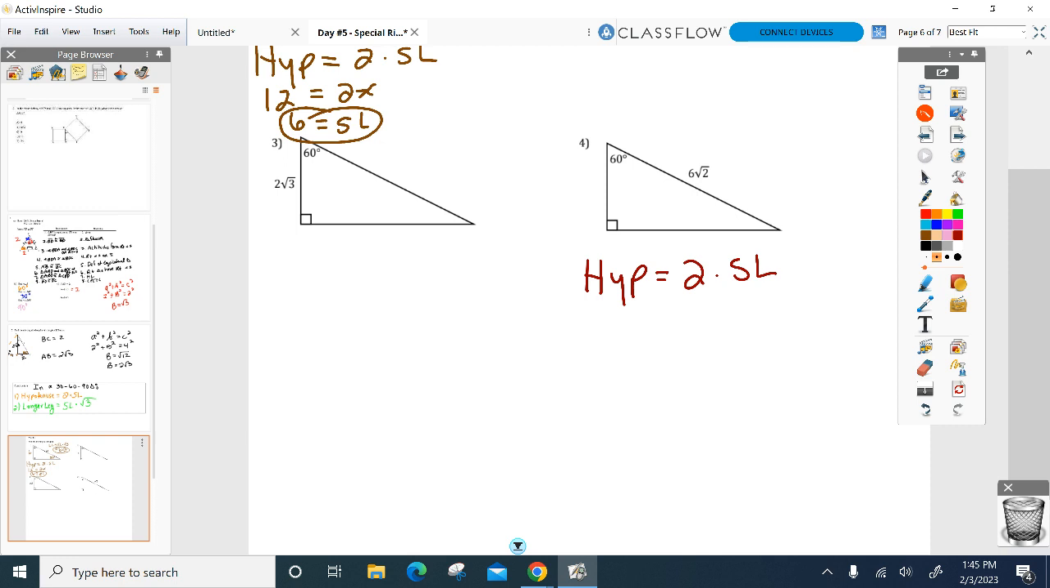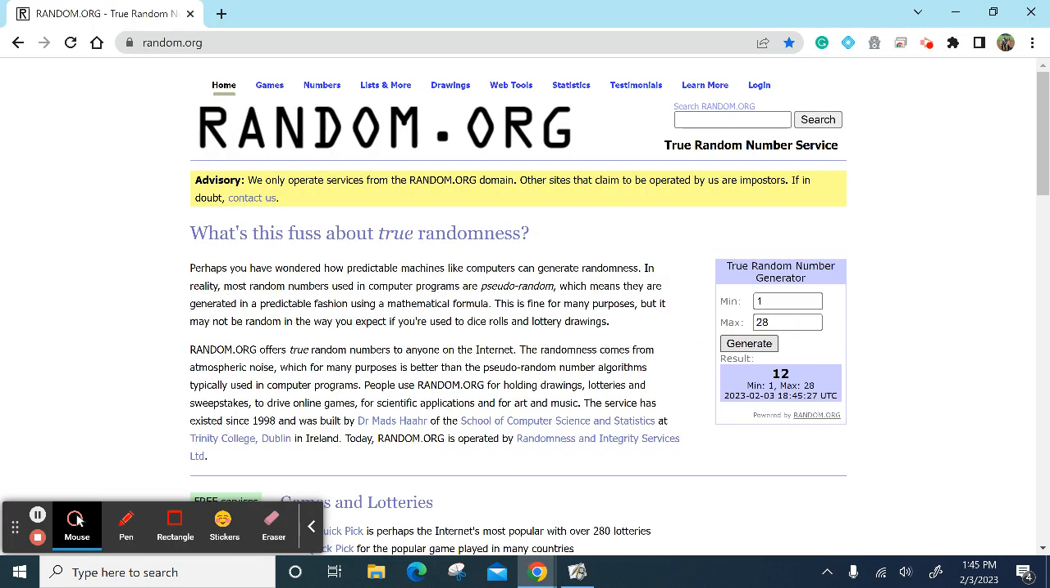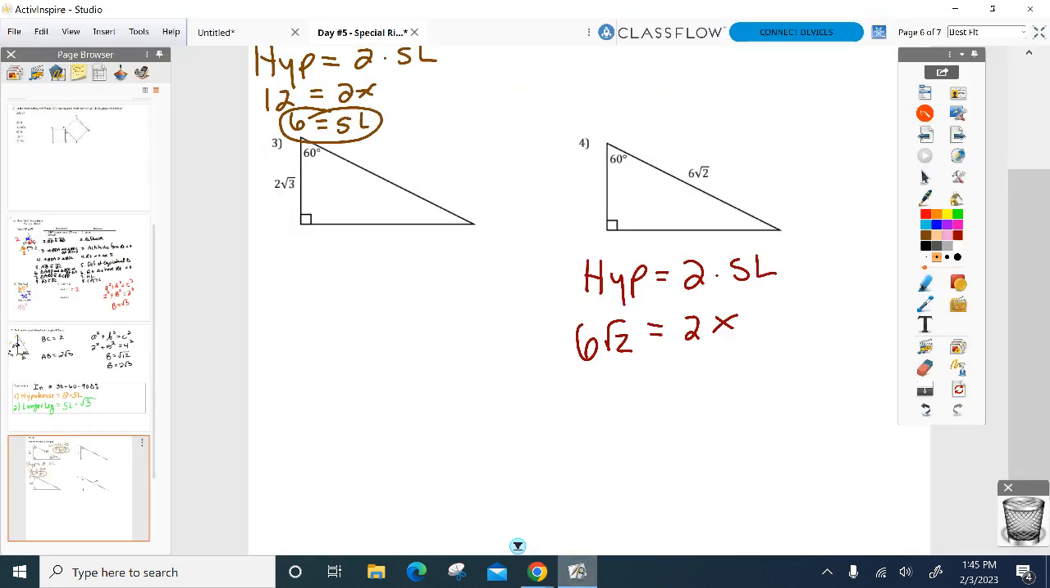Plug it in, right? Everyone see how all I'm doing is taking 6 radical 2, substituting that bad boy in for the hypotenuse. 6 radical 2 equals 2x. What do I need to do on both sides here to get x by itself? Divide by 2.